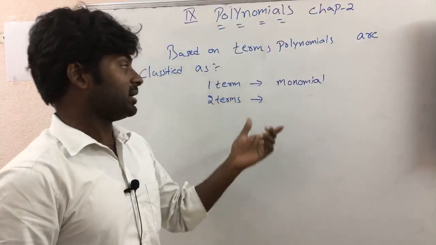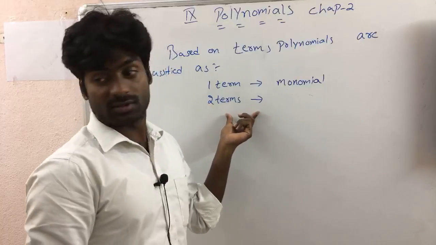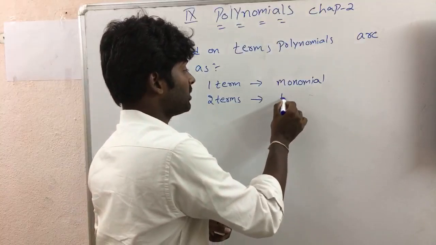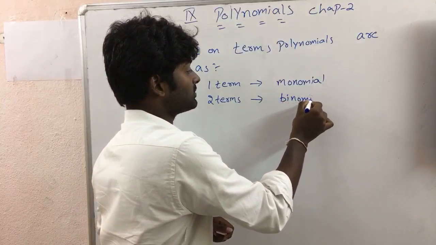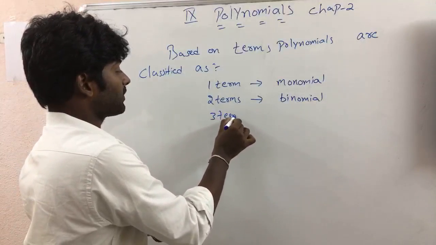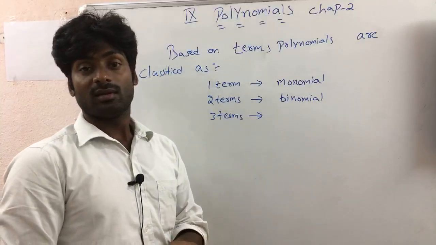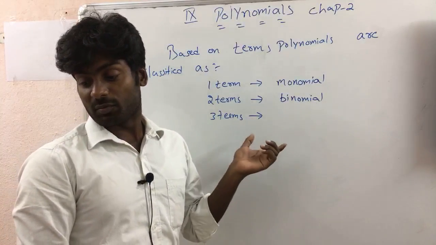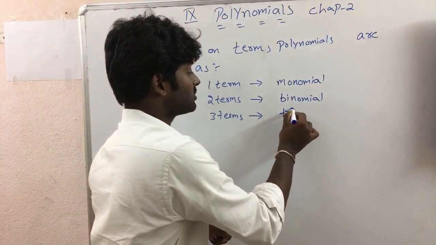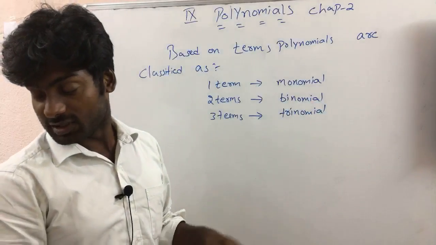If the polynomial has two terms, which type of polynomial is it? Mention the name of the polynomial having two terms. As Selvi said, it is binomial. If the polynomial has three terms, what is the name of the polynomial? It is trinomial. As before, with two terms it is binomial.